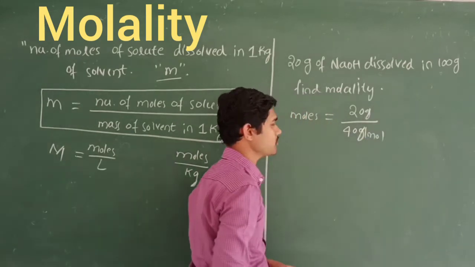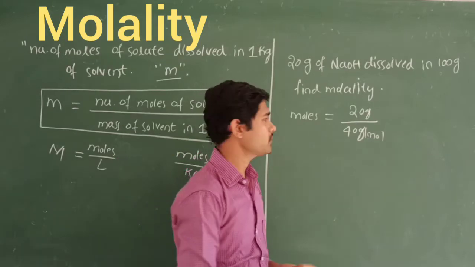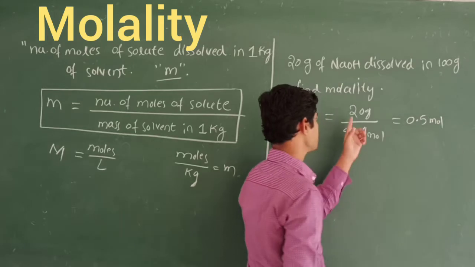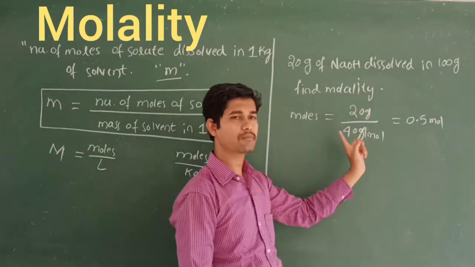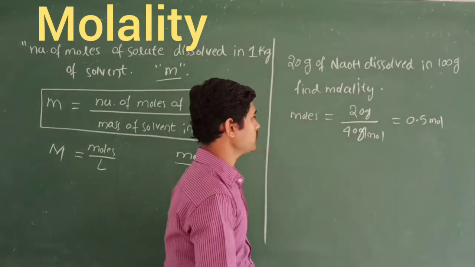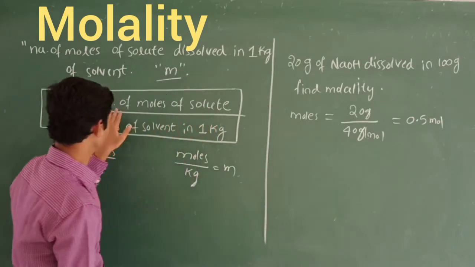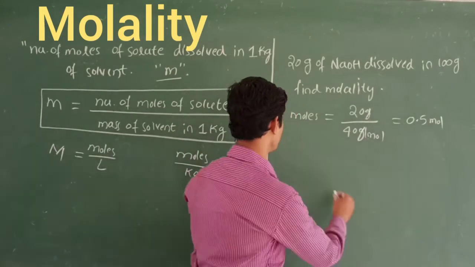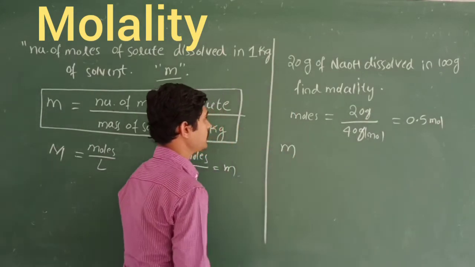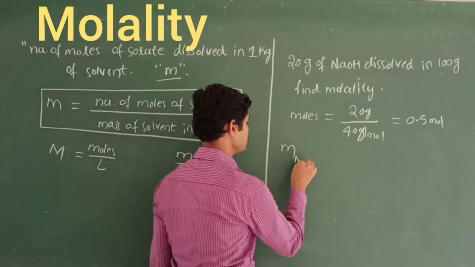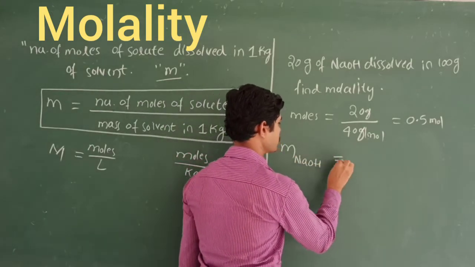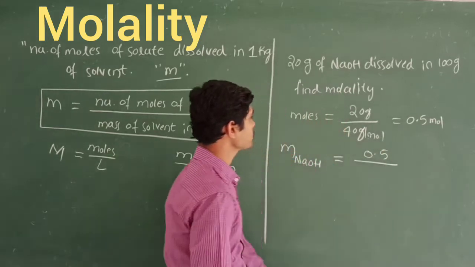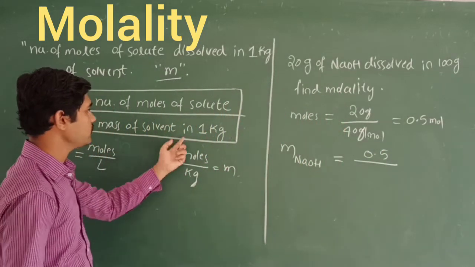After this calculation, what are we going to get here? We are going to get 0.5 mole, because 20 by 40, that is 1 by 2, is nothing but 0.5 mole. Next, we should find the number of moles of solute. Number of moles of solute is 0.5. So we should find the molality of the NaOH, that is equal to 0.5 mole divided by mass of solvent in 1 kg.